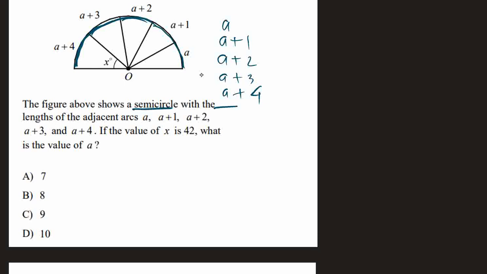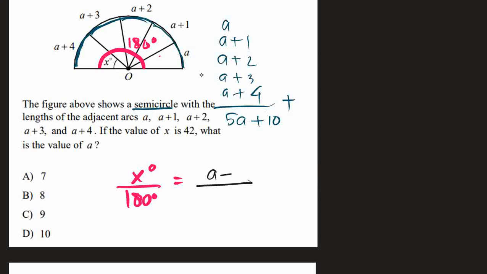So this all makes a semicircle. Altogether it is 5a plus 1 plus 2 plus 3 plus 4, which is 10. Now the angle for a semicircle is equal to 180 degrees. Now we can use the ratio x over 180 degrees is equal to the arc length. For x it is a plus 4, and then 180 is 5a plus 10.